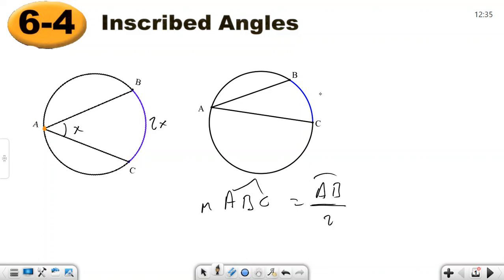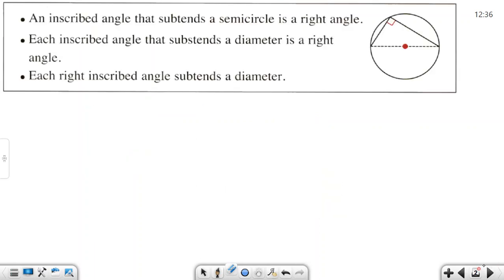So half of the arc AB, such as what? If this arc is 20, the angle will be 10 degrees. If this arc is 120 degrees, the angle will be 60 degrees. Those are some examples. So the angle is half of the arc, and the arc is double the inscribed angle.